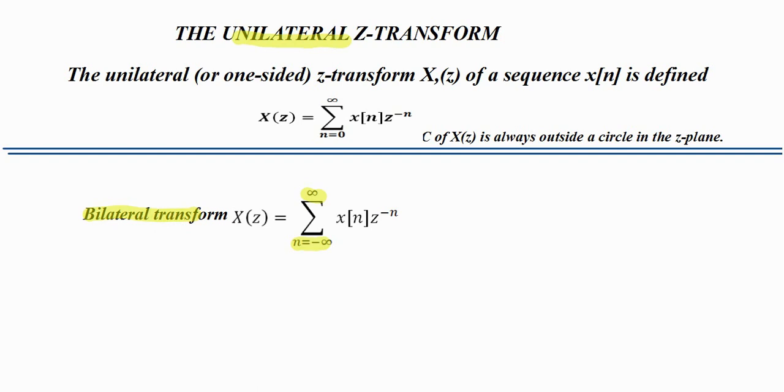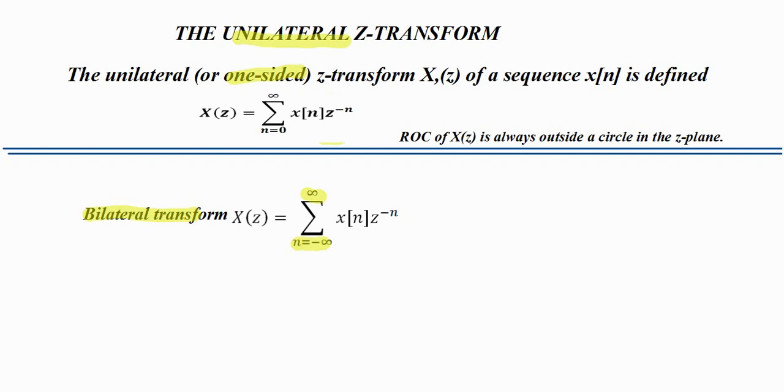This unilateral Z transform is also known as the one-sided Z transform. It is defined with only one difference: we evaluate only from n equal to 0 to infinity, whereas here it was from minus infinity to infinity. Now it is from 0, because most signals are causal signals, so we need to find the transform only for the positive side.